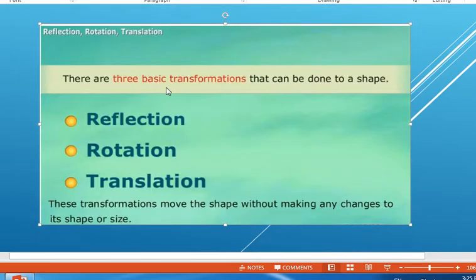There are three basic transformations that can be done to a shape, as I told you: reflection, rotation, translation. These transformations move the shape without making any changes to its shape or size. It's a very important point. When I move the shape, it's without making any changes in its shape or its size.